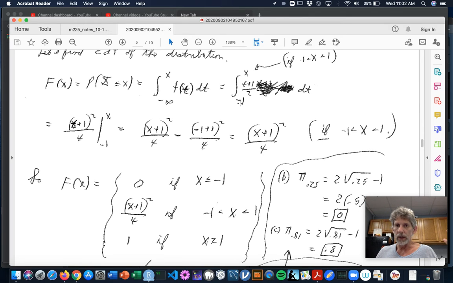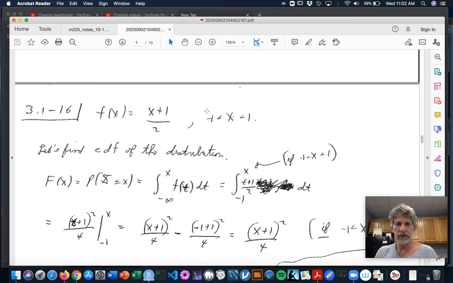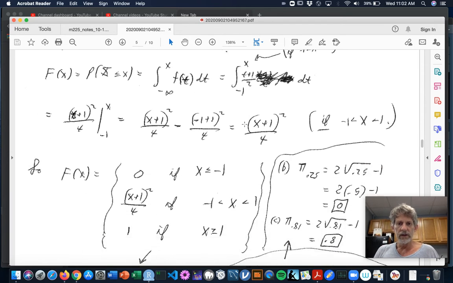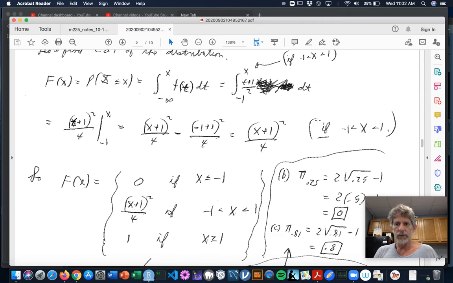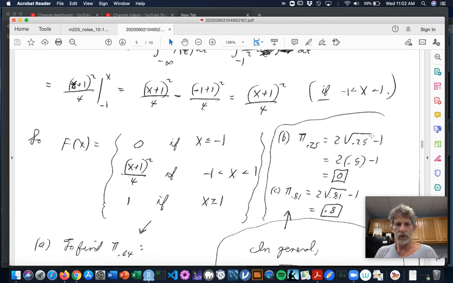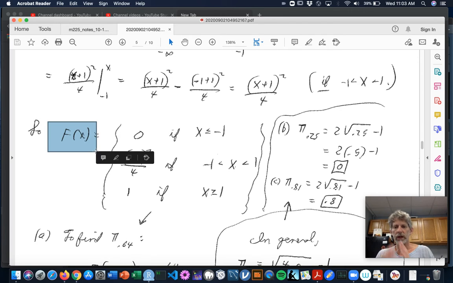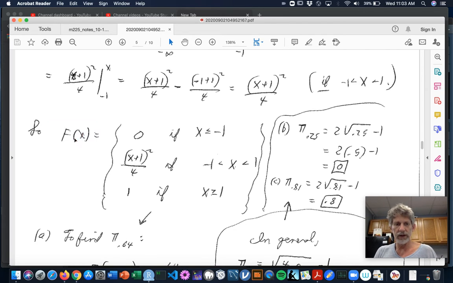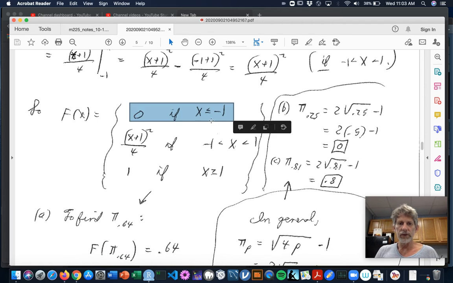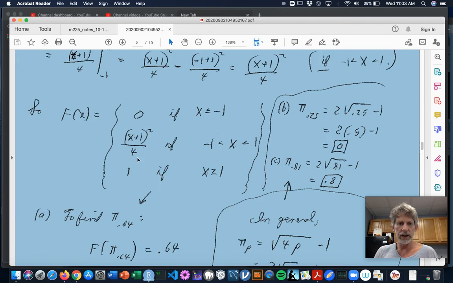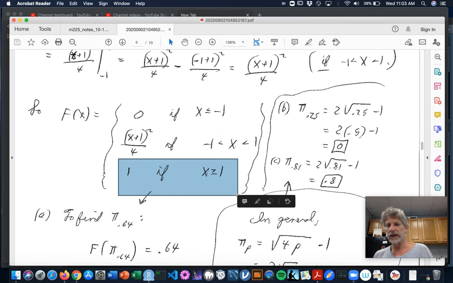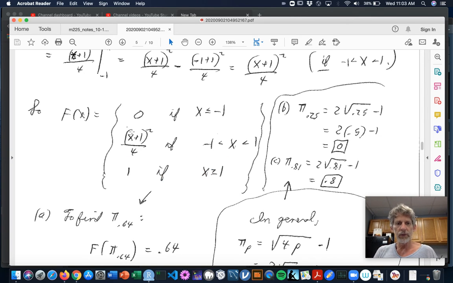Like if x were bigger than 1, then we would be looking for the chance for capital X to be less than or equal to that x. That would be 100% chance because capital X can't be bigger than 1 anyway. So this formula here was assuming that x is between minus 1 and 1. The actual full accounting of capital F of x is that it's 0 if x is less than the lower bound of its support, and it's 1 if x is above the upper bound on the support. The formula we got only applies in between.